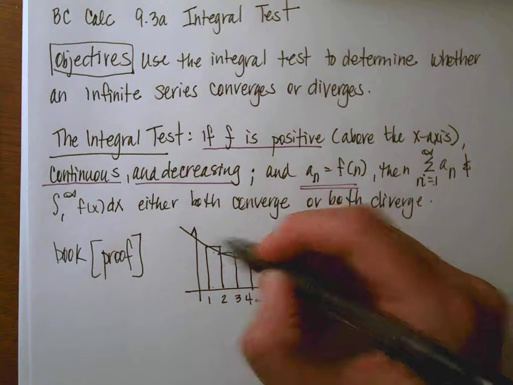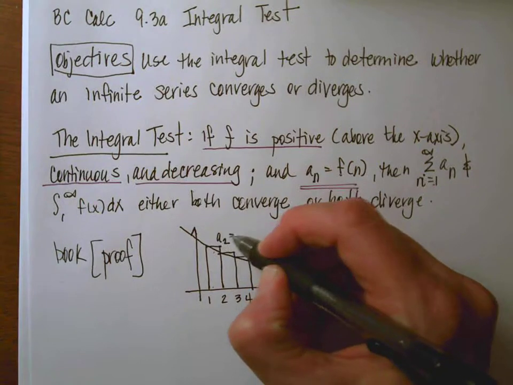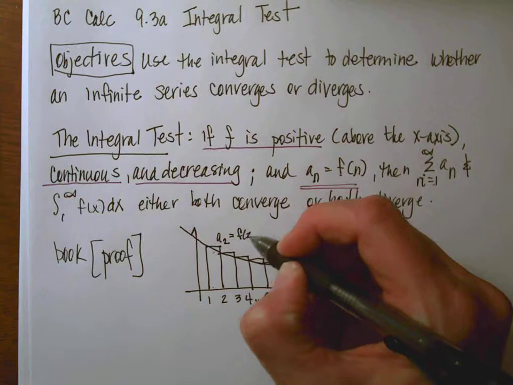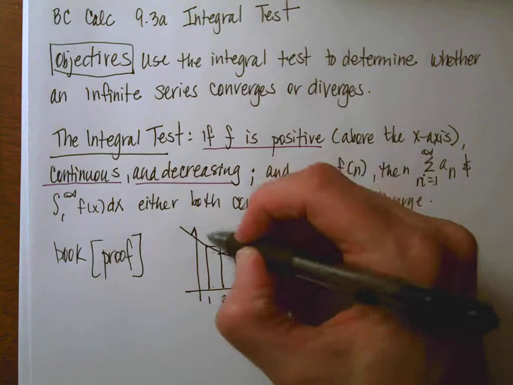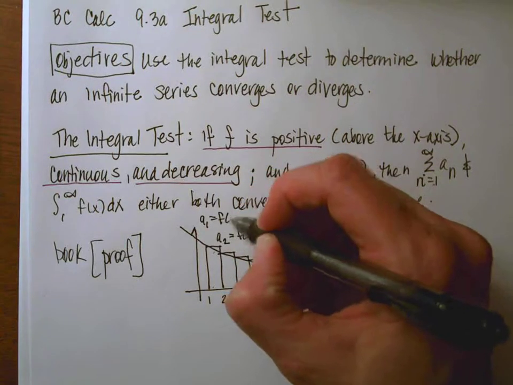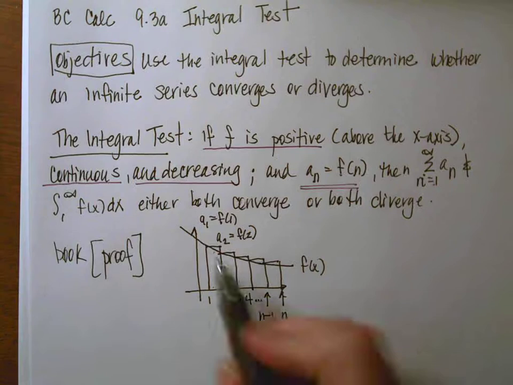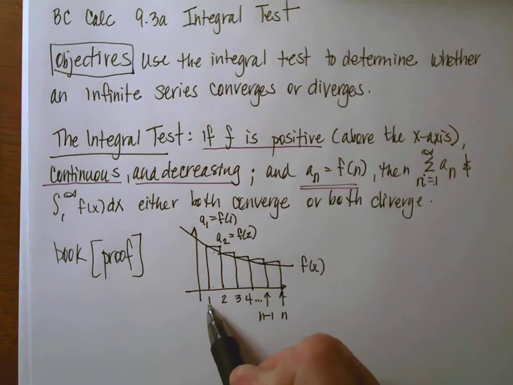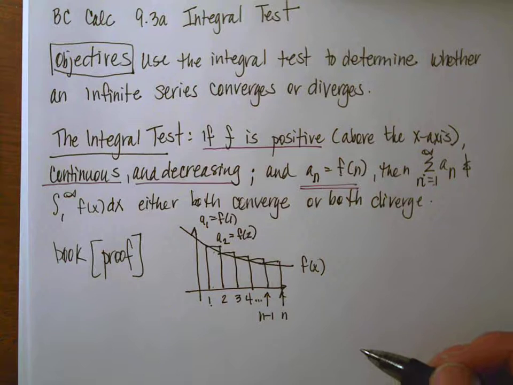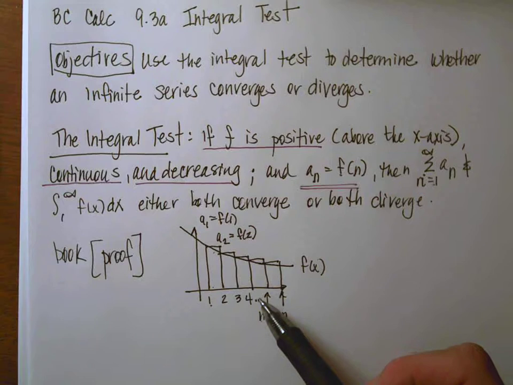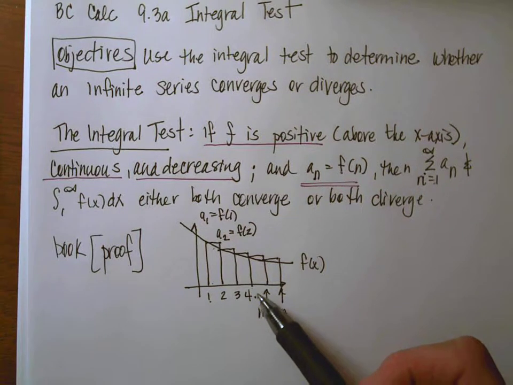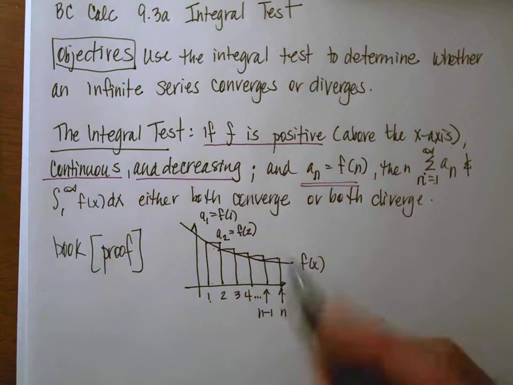So if you'll notice right here, a sub 2 is going to equal f of 2, okay? And then I'm going to squeeze it up here. A sub 1 would equal f of 1. Okay, and you can see that the y values would be equal to the function evaluated at the sequence position, and then I could go all the way out to the end. The situation is slightly different whether I circumscribe or inscribe, but this is going to be the information that we use to prove the integral test.